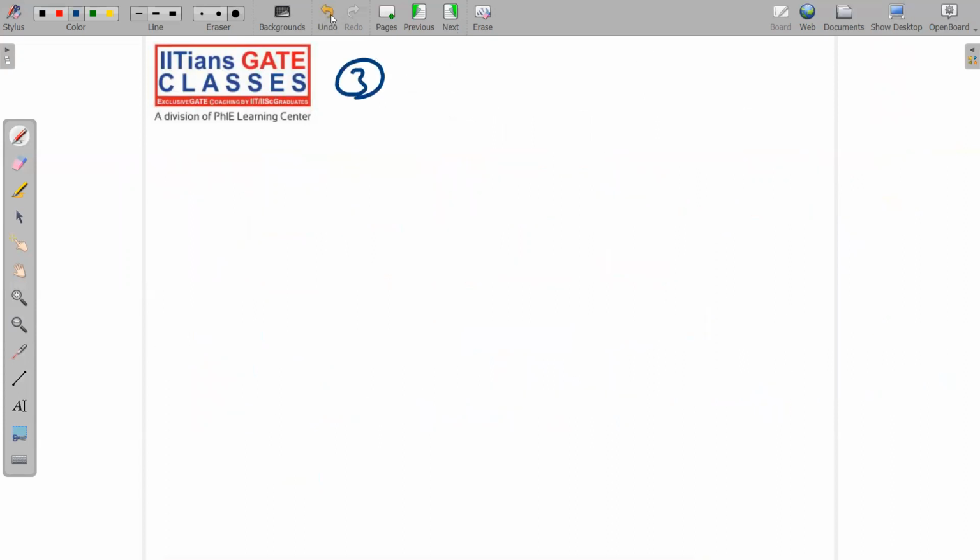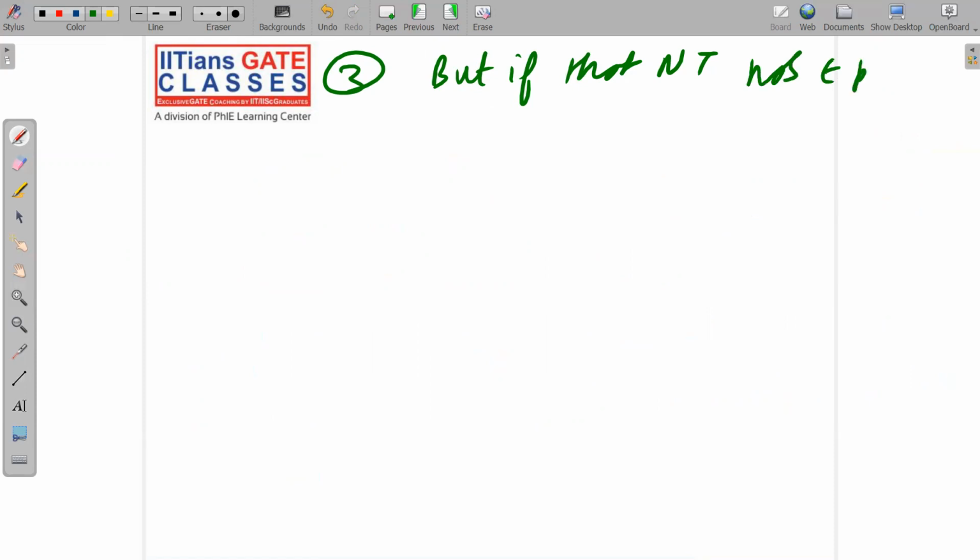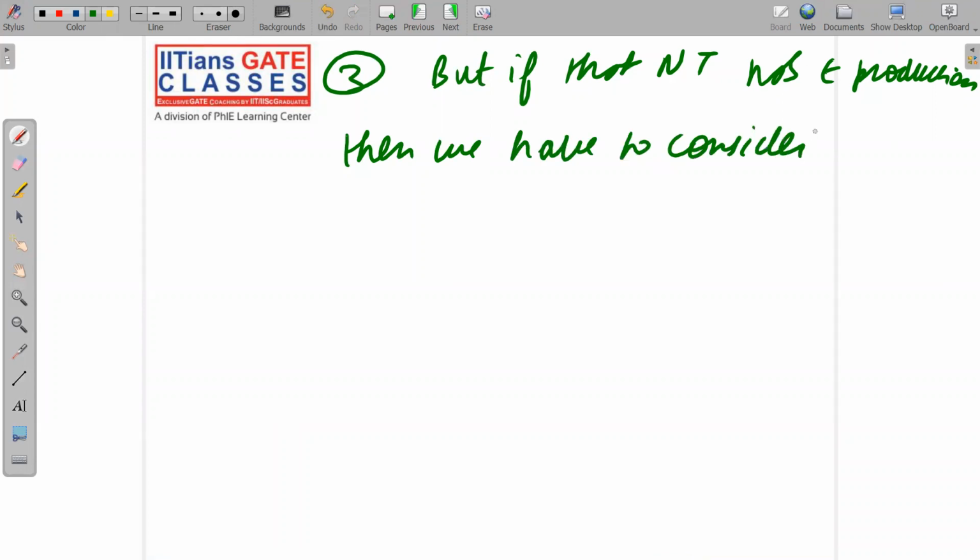Third rule. Or let me use a different color. Third rule is, if that non-terminal has null production, then we have to consider the rest part of RHS also. What is this rule saying?